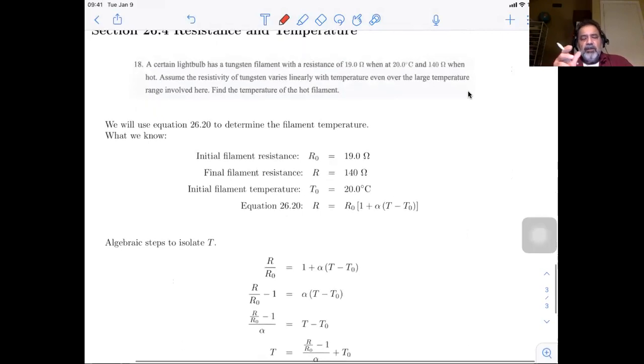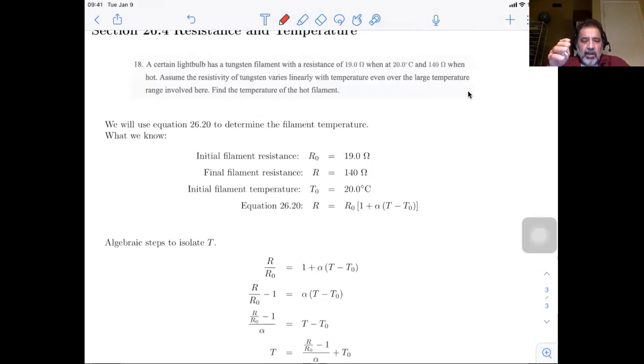A certain light bulb has a tungsten filament with a resistance of 19 ohms when at 20 degrees C and 140 ohms when hot. Assume the resistivity of tungsten varies linearly with temperature even over the large temperature range involved here. Find the temperature of the hot filament. Okay, so we use equation 26.20 to determine the filament temperature, but let's put down what we know first.